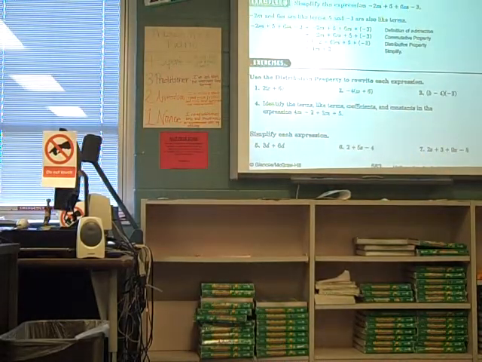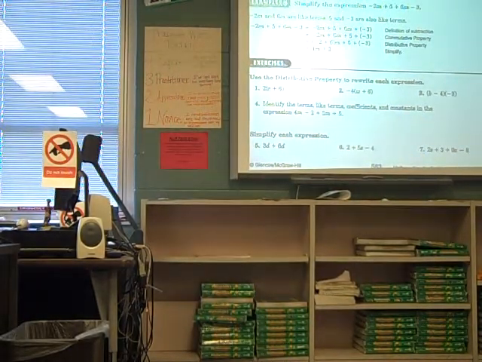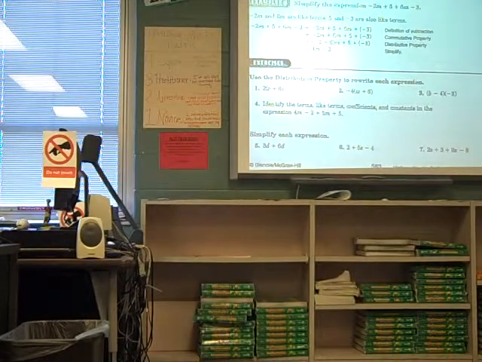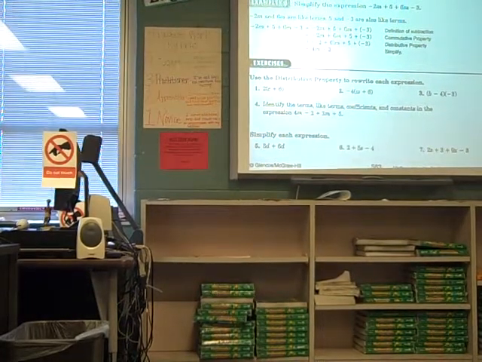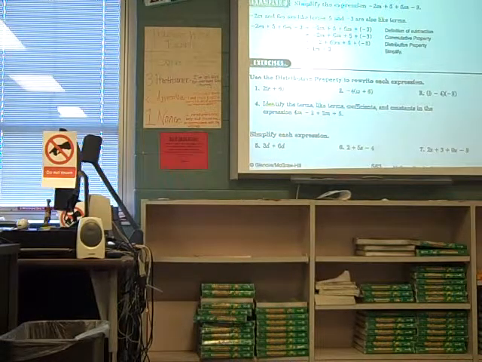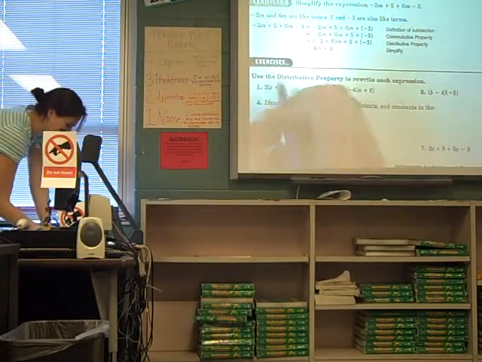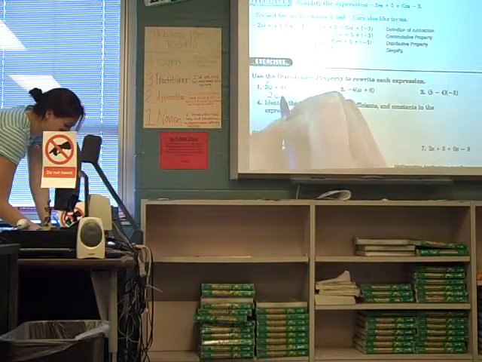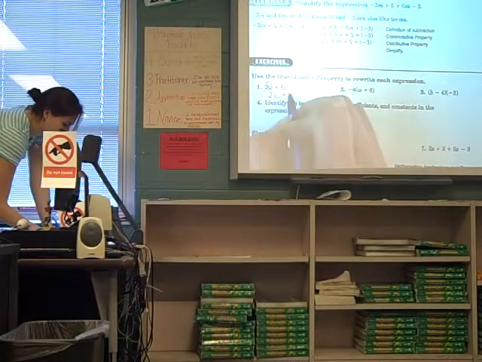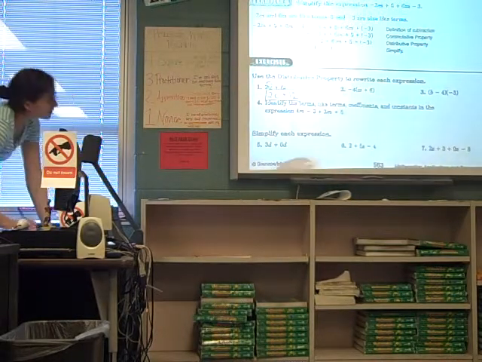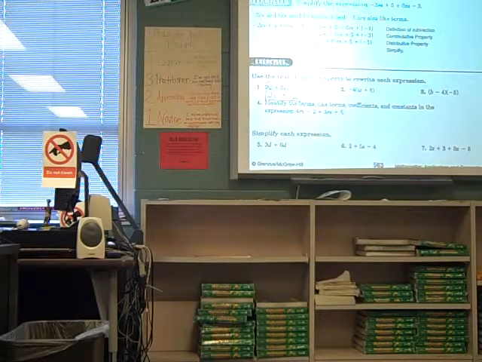That's correct, it would be plus 12. So let's look here. Number 1. 2 times c plus 6. So Caroline, what'd you end up with for number 1? 2c plus 12. Very good. 2 times c is 2c. 2 times 6 is a positive 12. Excellent. What about number 2?